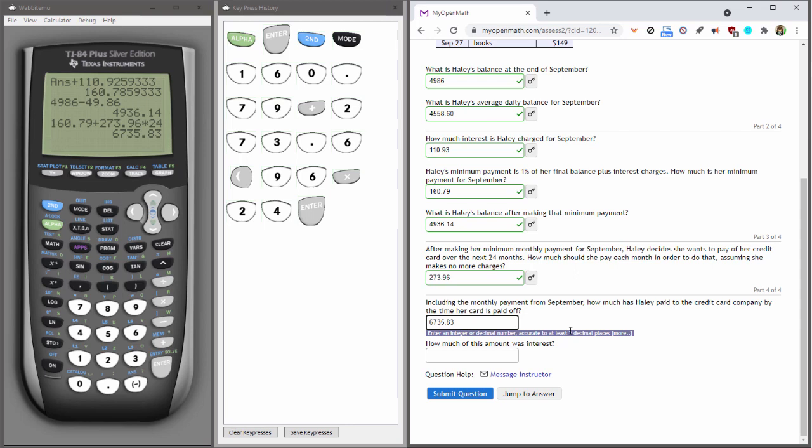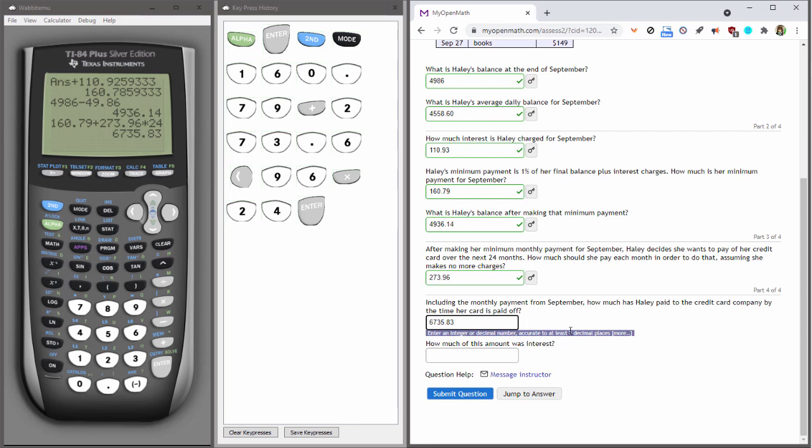Well, we know that the amount of interest is always whatever we actually paid minus the amount that we borrowed, or whatever's actually in the account minus what was deposited. The amount of interest is just whatever extra money showed up. So in this case, we know she actually paid $67.35.83.